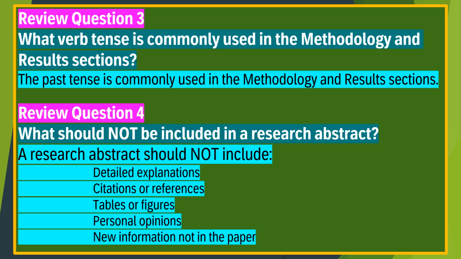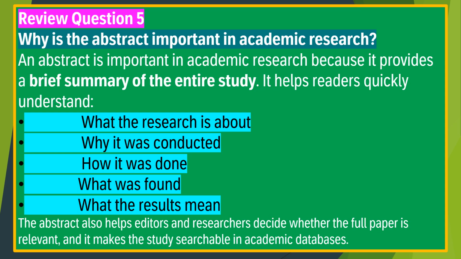Review question 3. What verb tense is commonly used in the methodology and results sections? The past tense is commonly used in the methodology and results sections. Review question 4. What should not be included in a research abstract? A research abstract should not include detailed explanations, citations or references, tables or figures, personal opinions, new information not in the paper.